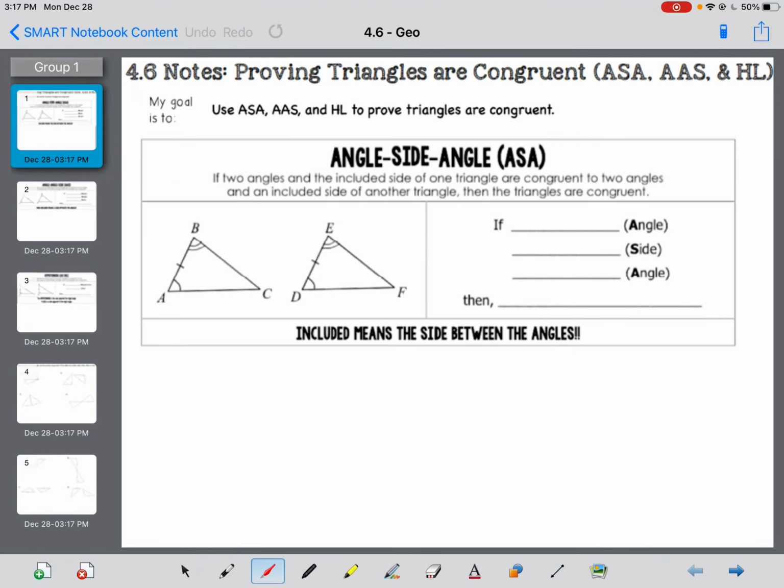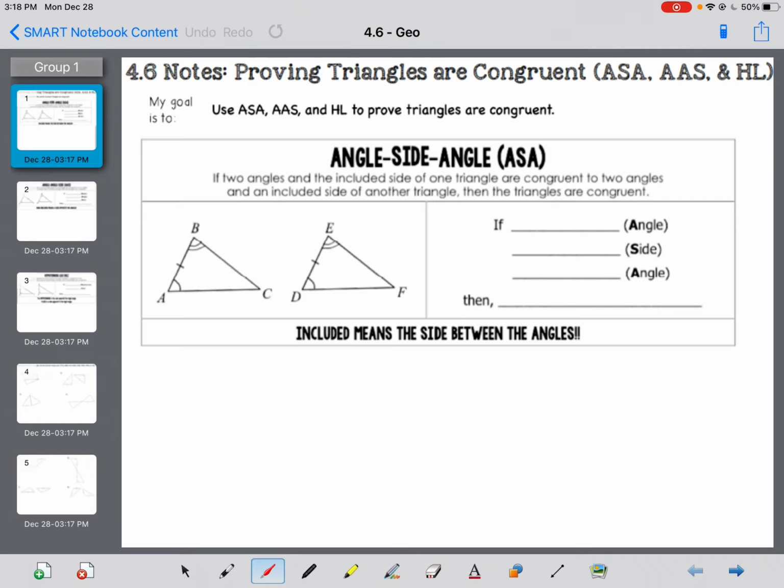Unit 4, Section 6. Proving triangles are congruent. We did side, side, side, and we did side, angle, side. Now we're going to look at angle, side, angle, and angle, angle, side, and hypotenuse, leg. We talked about all of them in the reference sheet, but this is specifically these. Any letter combination works as long as there's an A and an S, or all S's, but not all A's, and not the bad word, unless it's hypotenuse, leg.